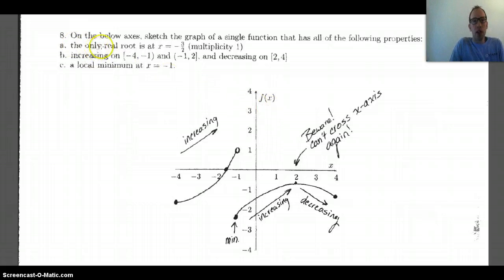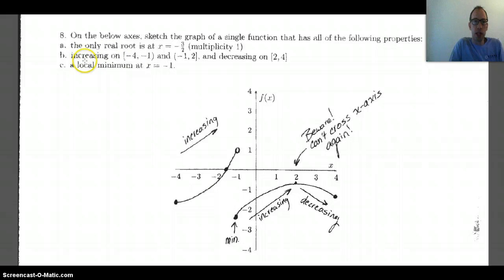In this case, we want a real root at x equals negative 3 halves. So we can go ahead and plot that. That'll be a definite concrete point that we have to do. And then multiplicity 1. All that tells us is we're either going to go through from bottom to top or from top to bottom, but we're not going to bounce off the axis. So we can't really know if we're going up through or down through until we move on.